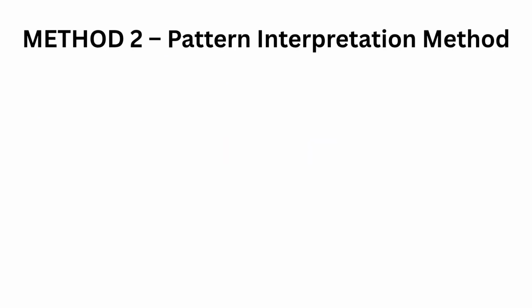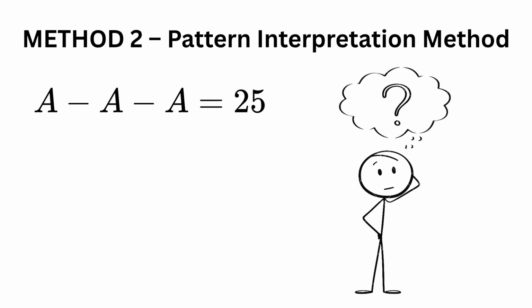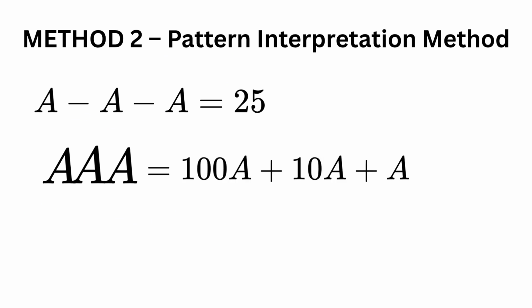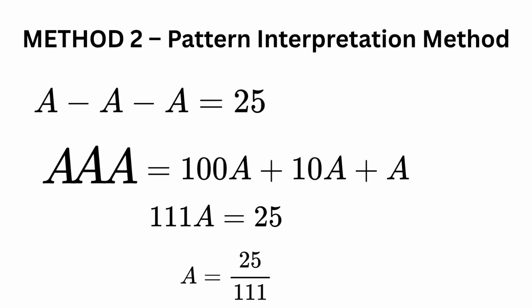Now the method 2 is the pattern interpretation method. Now let's look at this question differently. What if this is not normal subtraction? What if a minus a actually represents something like aaa, which is a 3-digit number? We can write it as 100a plus 10a plus a. So it becomes 111a, which is equal to 25. Then a is equal to 25 by 111.